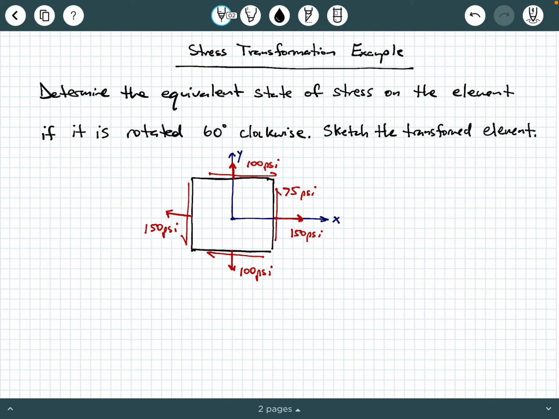Hey everybody, Dr. A here, and in this video we are going to be exploring an example of stress transformation. So let's take a look at what we have. We are being asked to determine the equivalent state of stress on the element if it is rotated 60 degrees clockwise, and then we're being asked to sketch the transformed element.